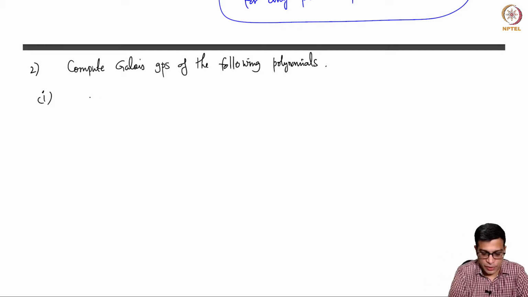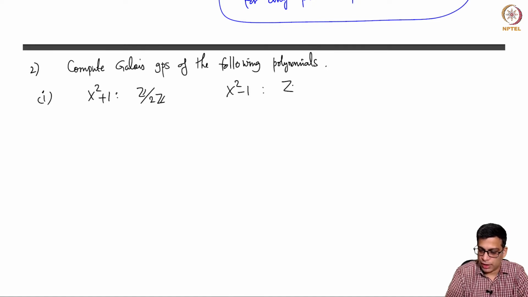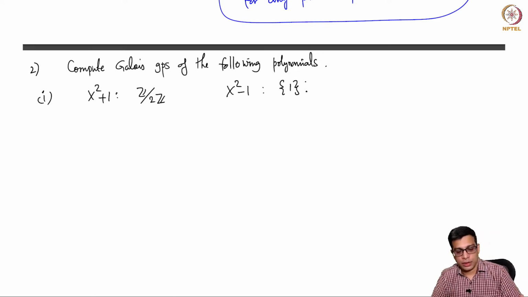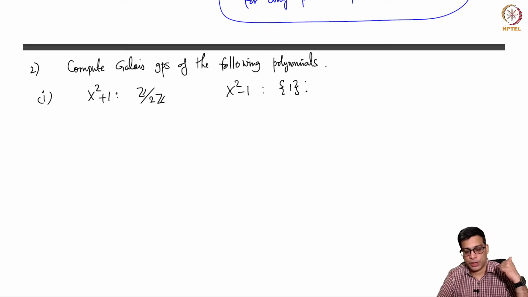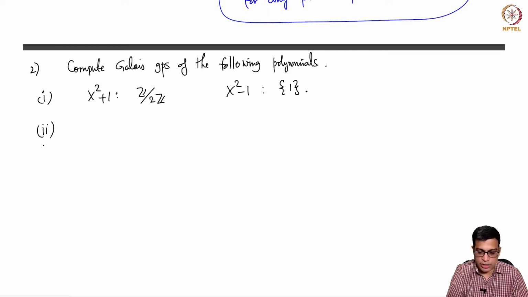So let's do some simple things first. For example, x squared plus 1. I'll simply write the Galois group is Z mod 2Z, and if you take x squared minus 1, the Galois group is trivial. If you take a degree 2 polynomial, its splitting field will have Galois group as a subgroup of S2. If the polynomial is irreducible, it will be all of S2, which is Z mod 2Z. If it's not irreducible, then it will be trivial. I just want to settle that simple case first.